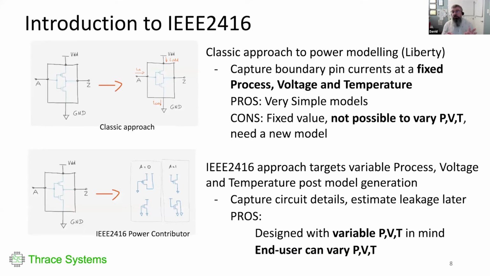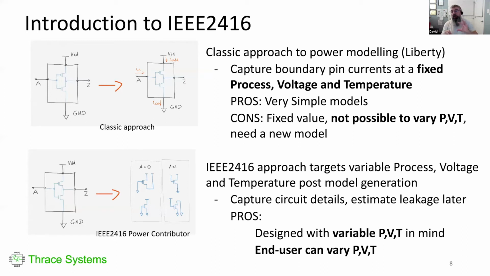In the classical model, a circuit is treated as a black box. We put it in a certain state, we measure the currents with a specific process model, we capture those currents, and that becomes the model for us. The drawback is that the model itself is fixed for a process model and for a voltage point. It does not allow us to scale to different points.